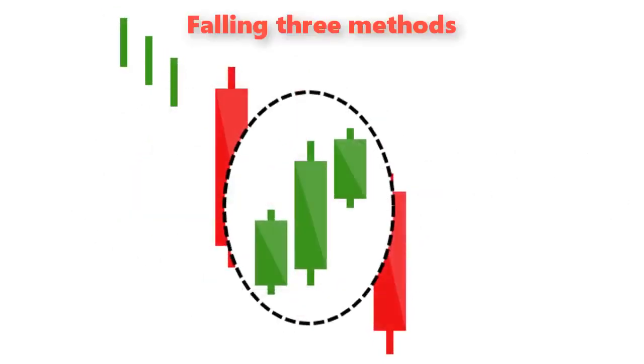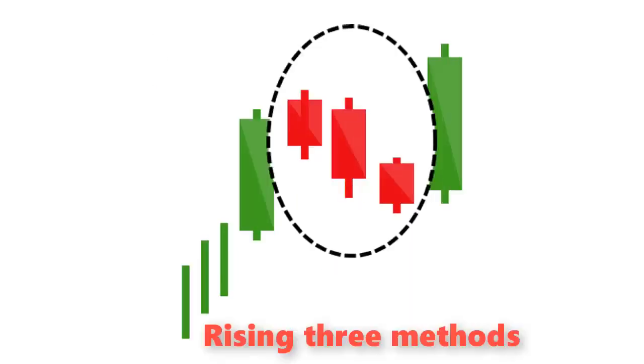Falling 3 Methods. 3-method formation patterns are used to predict the continuation of a current trend, be it bearish or bullish. The bearish pattern is called the falling 3 methods. It is formed of a long red body, followed by 3 small green bodies, and another red body. The green candles are all contained within the range of the bearish bodies. It shows traders that the bulls do not have enough strength to reverse the trend.